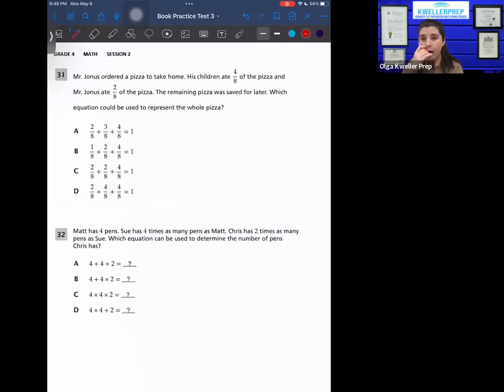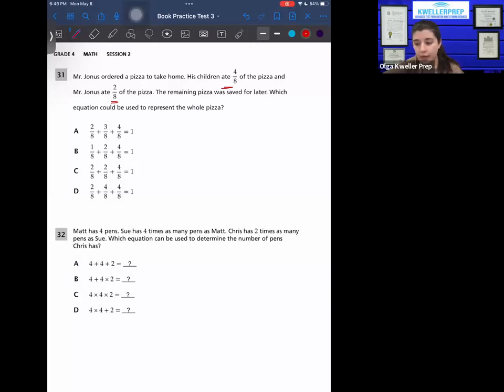All right, so we have Mr. Jonas ordered a pizza to take home. His children ate 4/8 of the pizza, and he himself ate 2/8 of the pizza, and the remaining pizza was saved for later. And the question is, which equation could be used to represent the whole pizza?